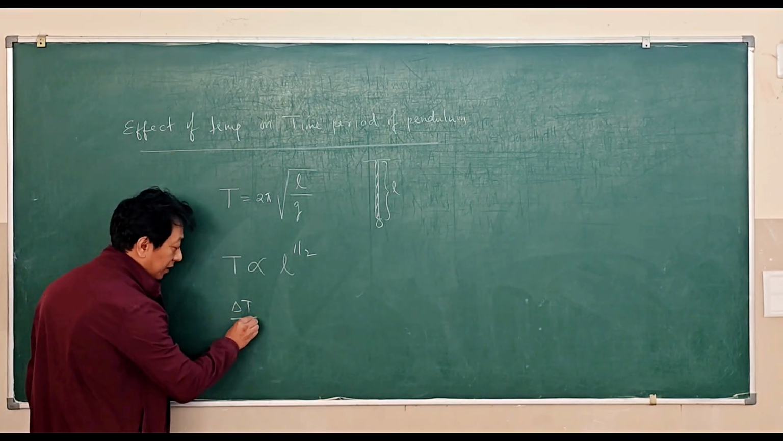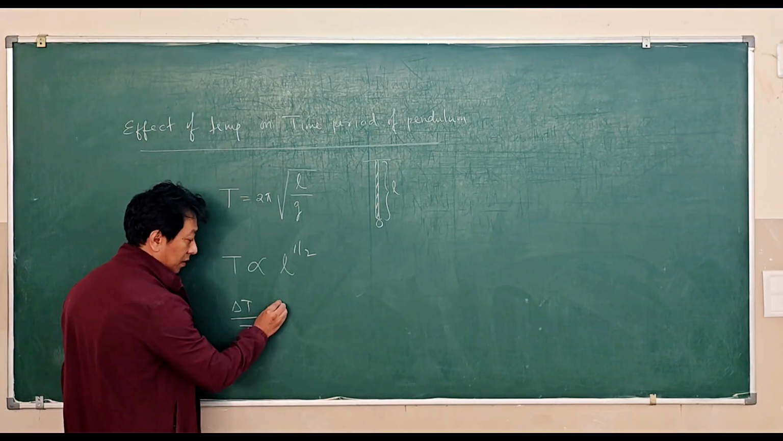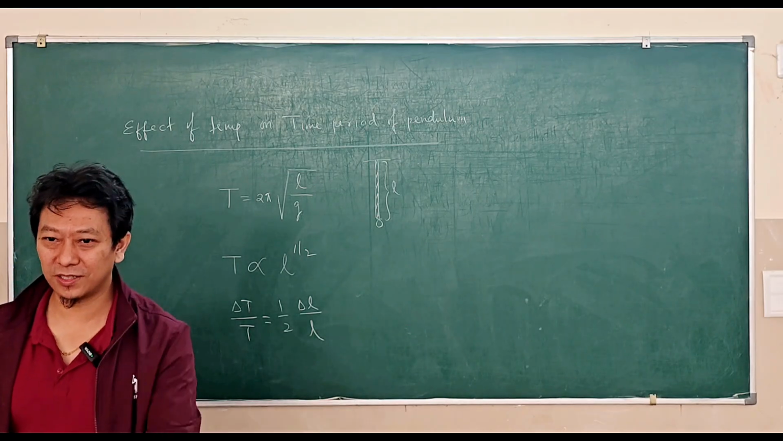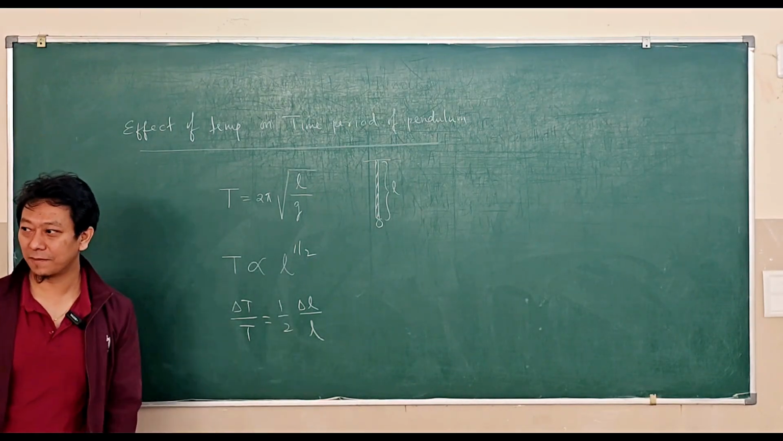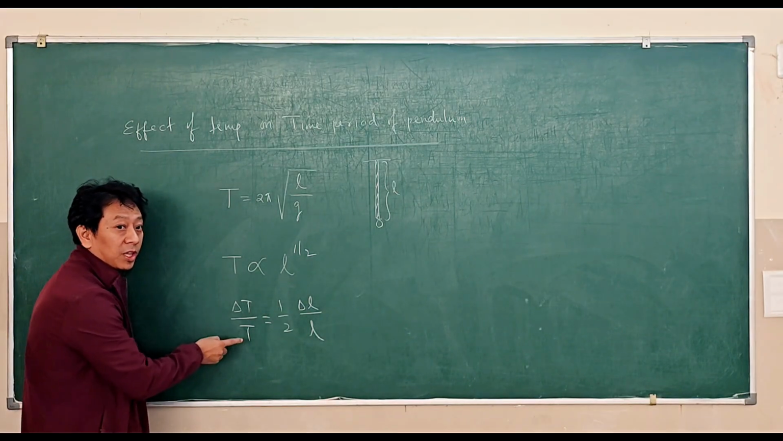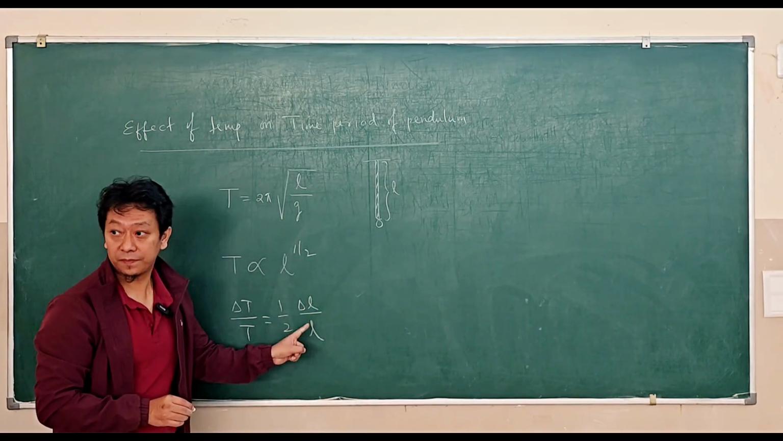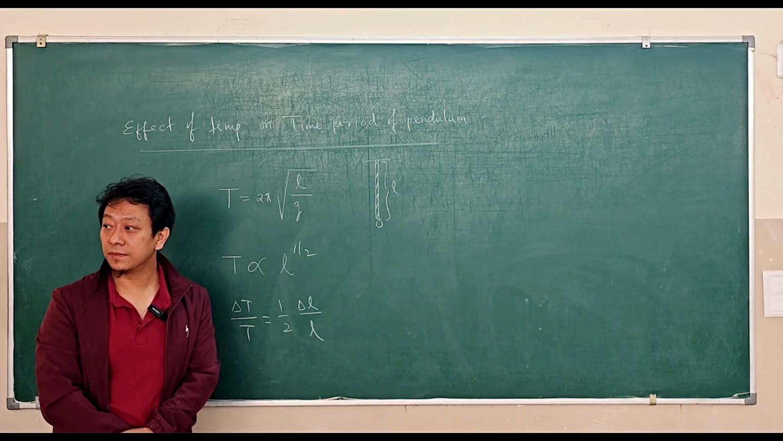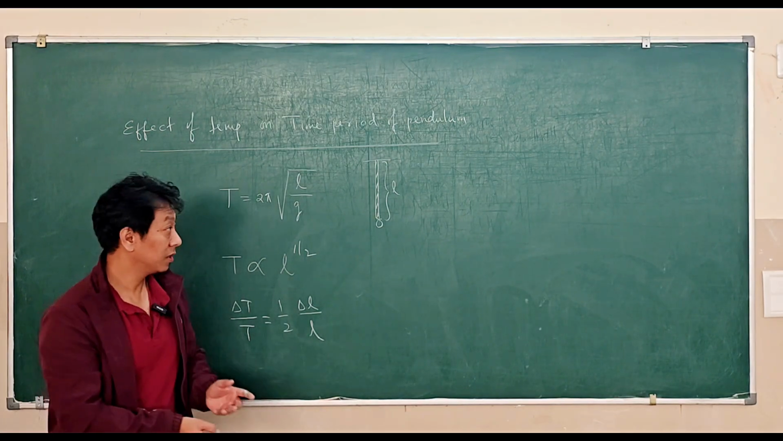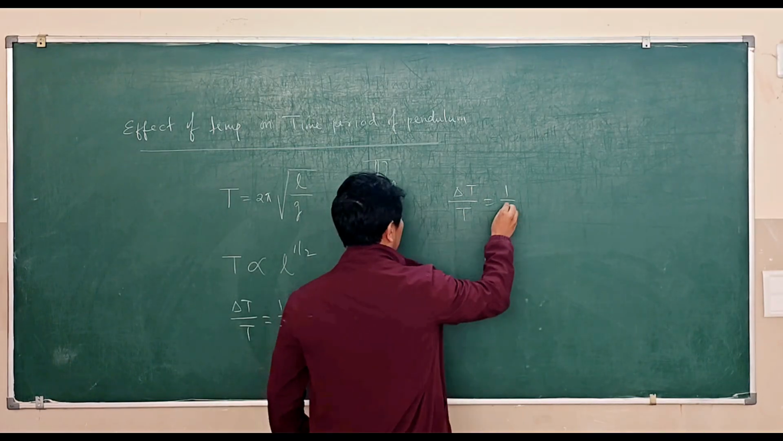What will be delta T by T? Assuming changes are small. What will be delta T by T? Half delta L by L. So d or delta, doesn't matter, small changes. Here I want to write delta, it looks nice. So this is what? Fractional change in time period. That is, how much time period changes due to change in length. Now why is length changing? Because of temperature, increase in temperature, or it could be decrease. So what will be delta T by T? Half.